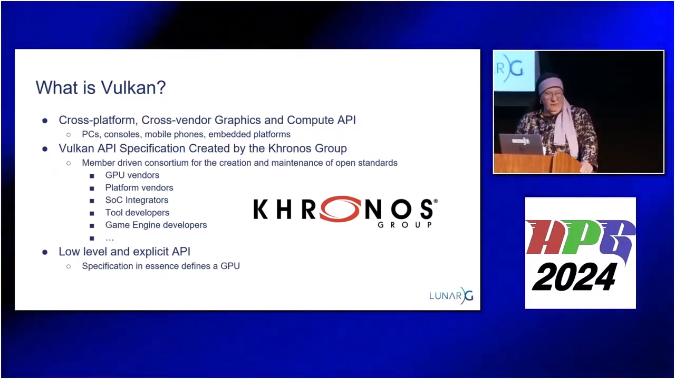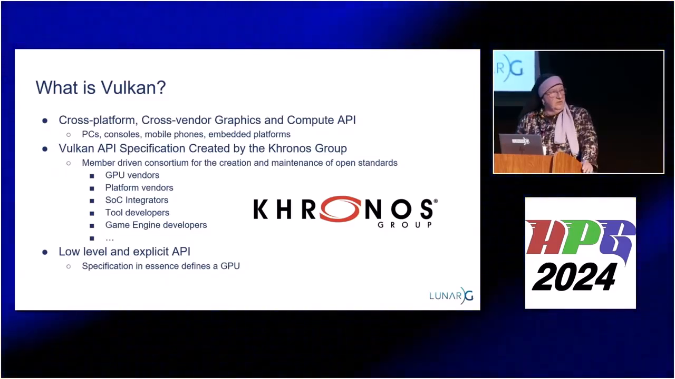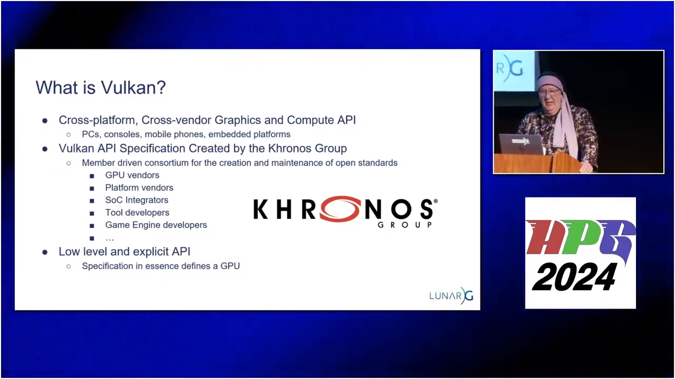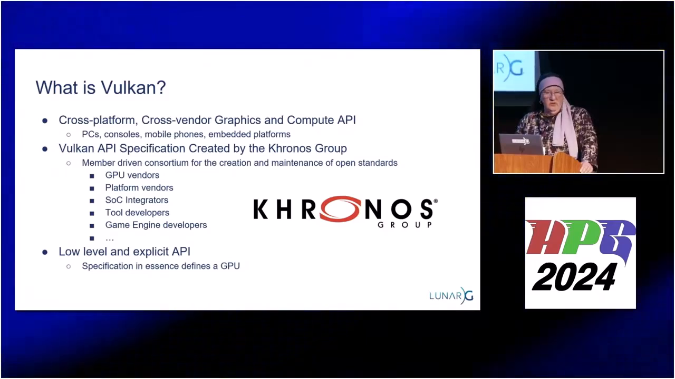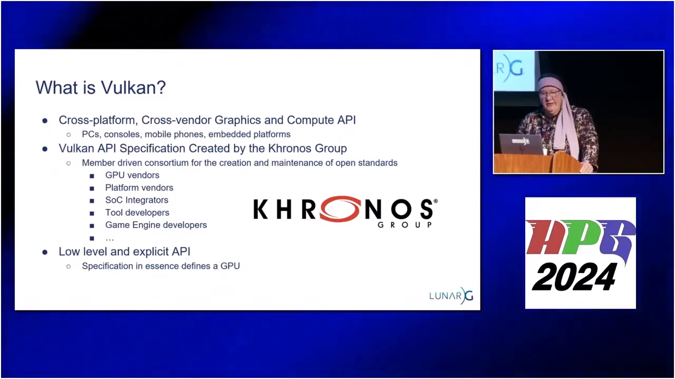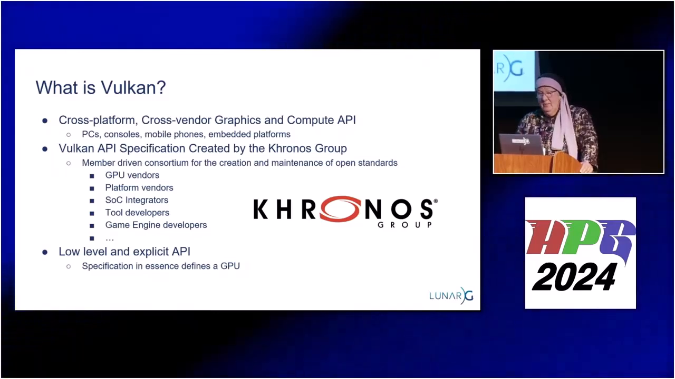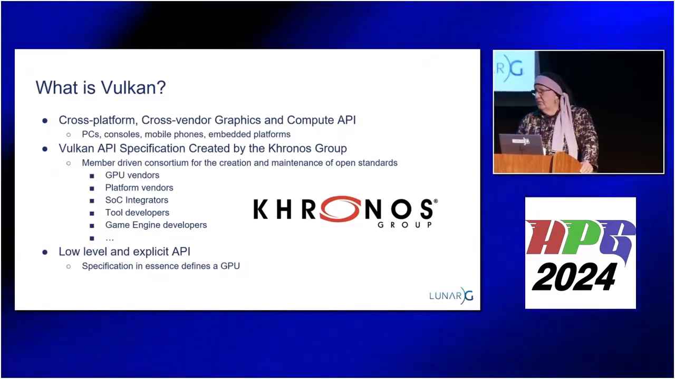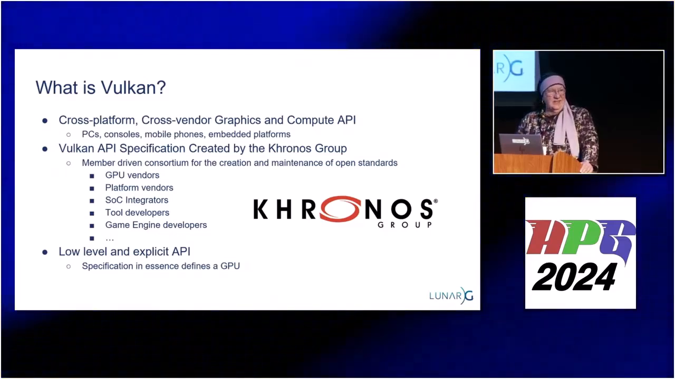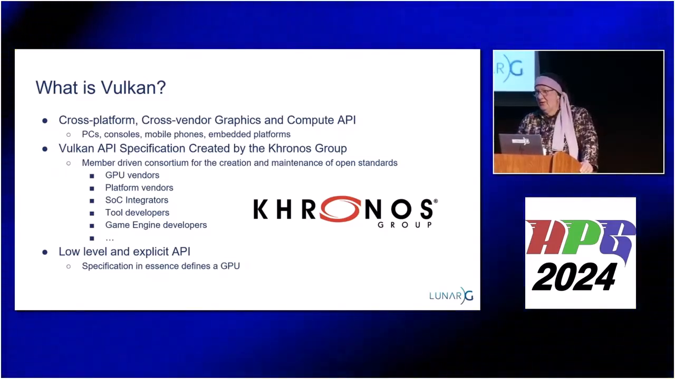So, very brief overview: a cross-platform, cross-vendor graphics and compute API for PCs, consoles, and mobile phones, and it's created by the Khronos Group. The specification is. That's a member-driven consortium with members from GPU vendors, platform vendors, SoC vendors, tool developers, and game engine developers as well. So lots of IHVs and also ISVs. And in essence, the Vulkan API considers the specification as defining a GPU, is how I look at it.